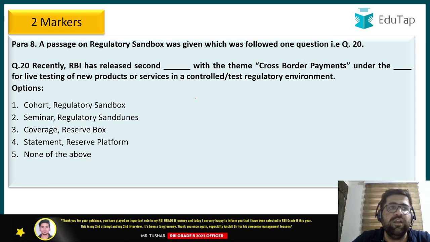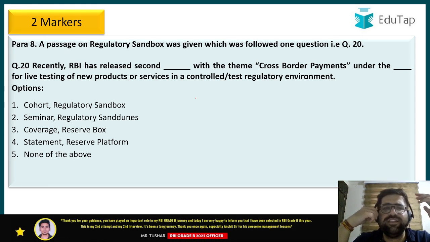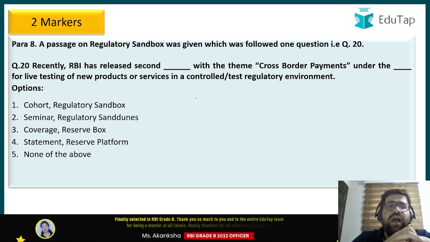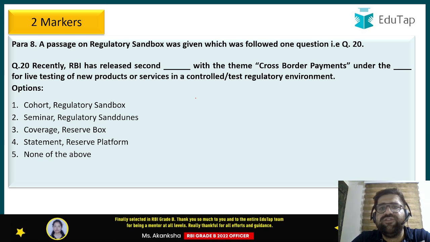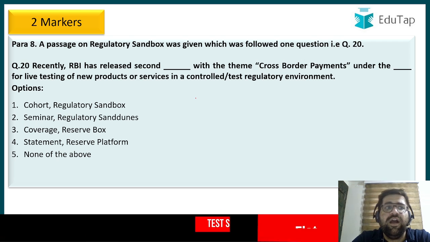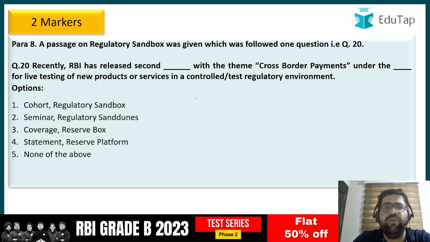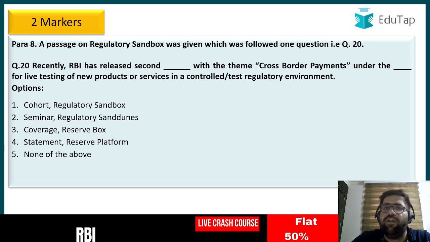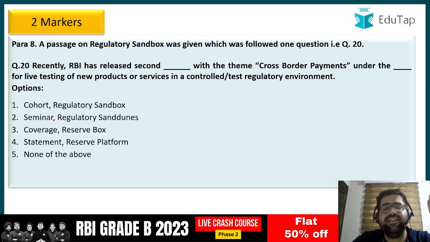Cool. Question number 20. This question is also very easy, hardly a 10-second question. RBI has released the second dash with the theme of cross-border payments under dash for live testing of new products and services in a controlled regulatory manner. Even if you see the options, you could have directly reached the answer. That is cohort and regulatory sandbox.